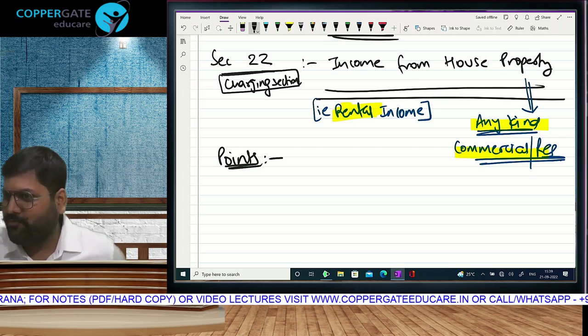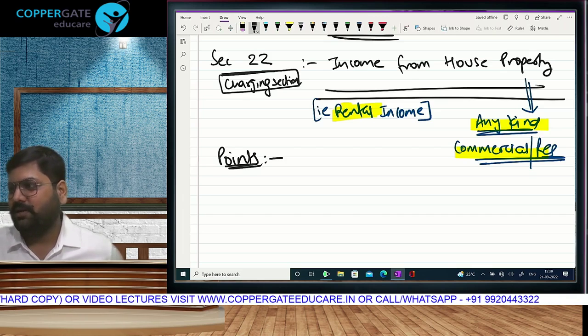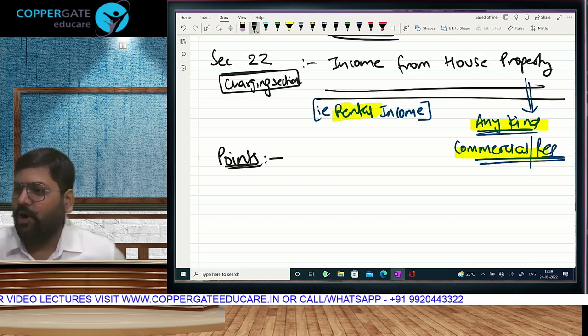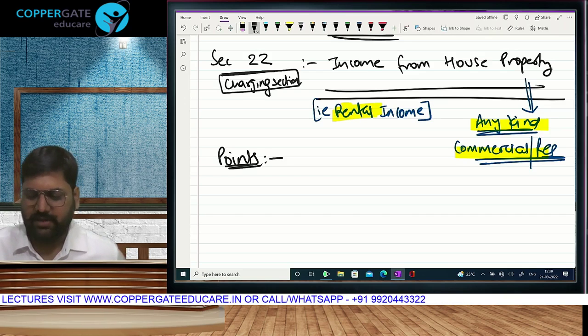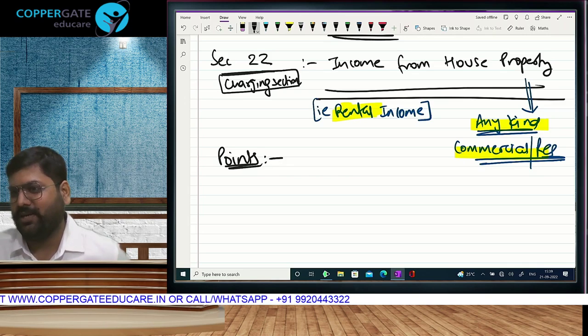You have a lot of people in your college, in your surrounding doing CA. Ask them, is house property a head of income if tax has started? They will know yes. What is the calculation? They will give you the calculation. No class is so bad that they will teach you the wrong calculation or not teach you the calculation.